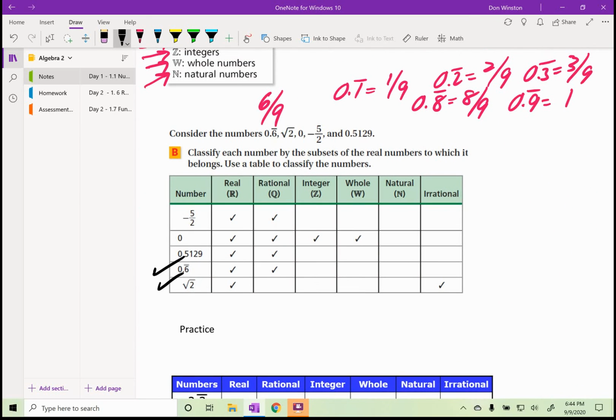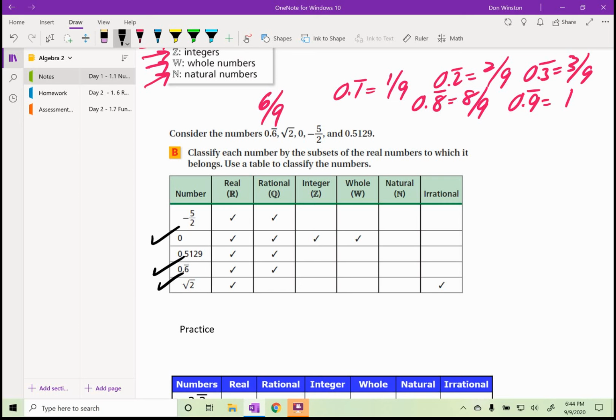But it's just irrational. It certainly isn't a rational number. It's irrational. How about 0? Well, it's a real number, that's for sure. It's a rational number. You can write 0 over 1. It's an integer, okay, and it's a whole number.